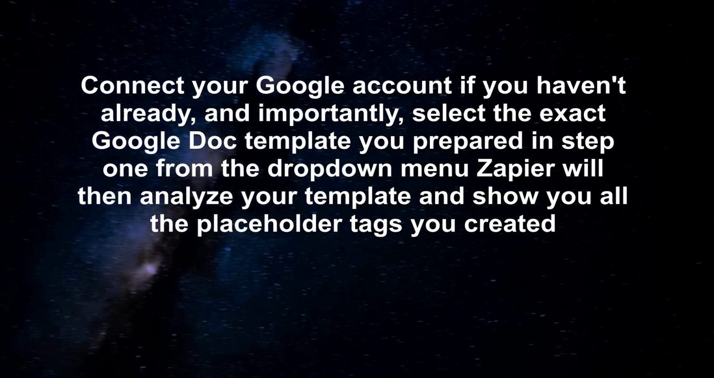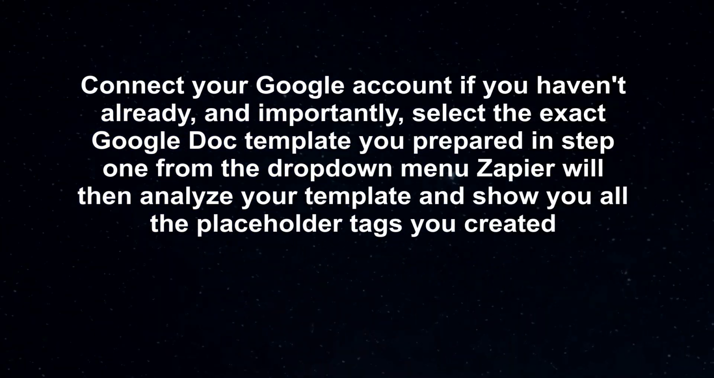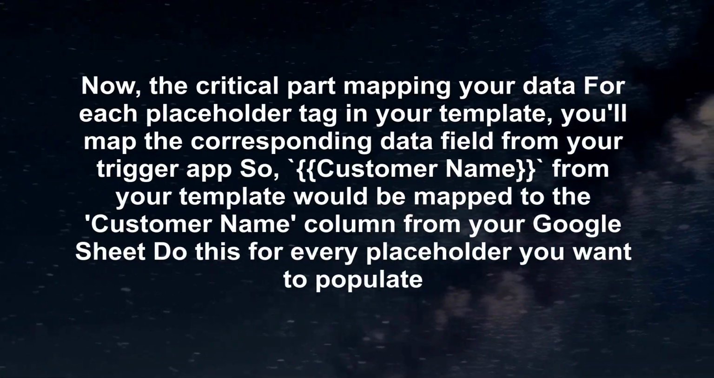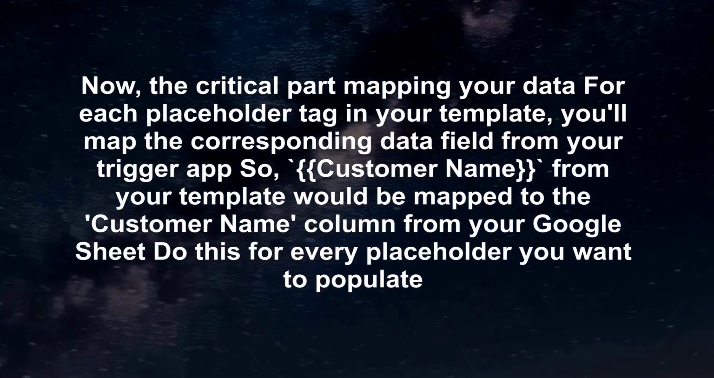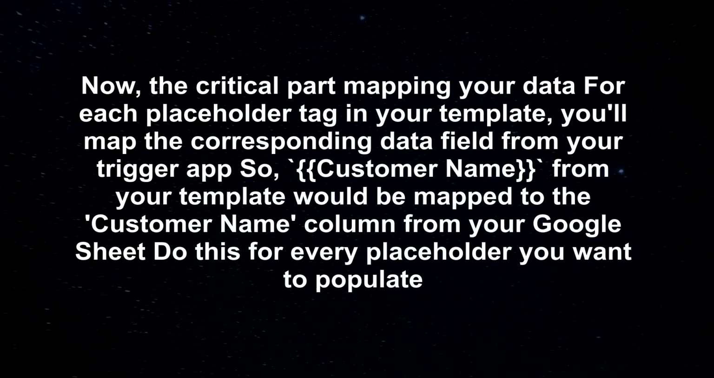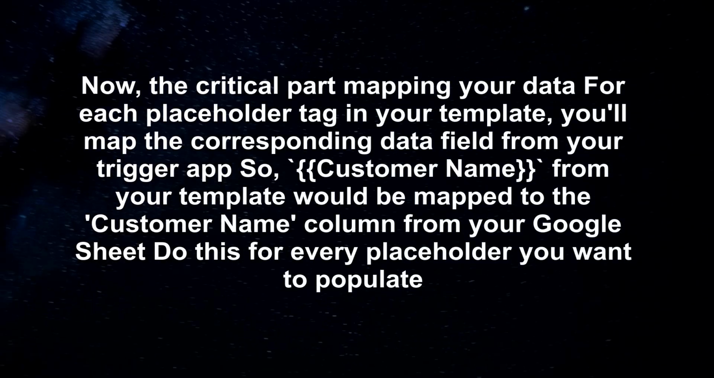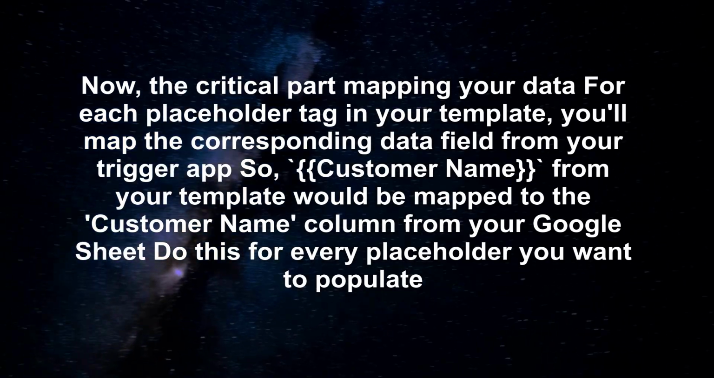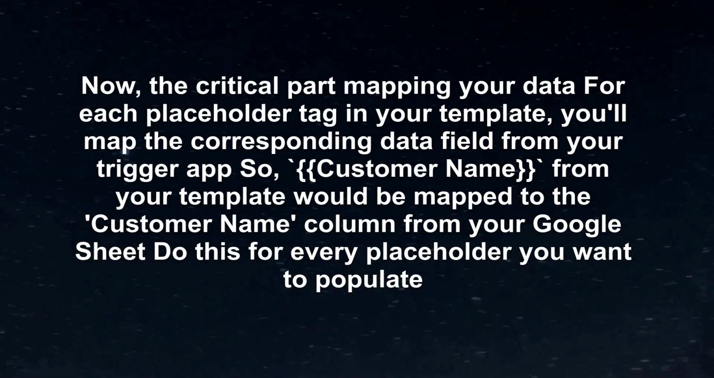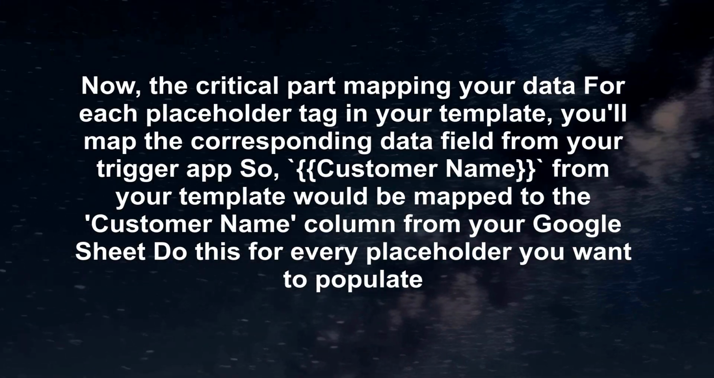Zapier will then analyze your template and show you all the placeholder tags you created. Now, the critical part, mapping your data for each placeholder tag in your template. You'll map the corresponding data field from your trigger app. So, customer name from your template would be mapped to the customer name column from your Google Sheet. Do this for every placeholder you want to populate.